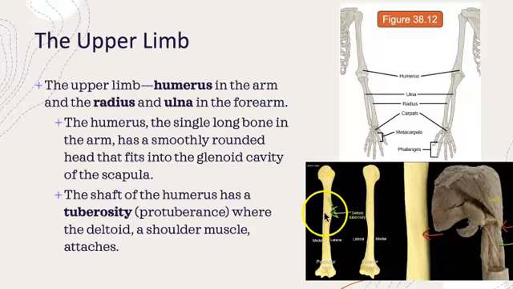The long portion in here is going to be called the shaft of the humerus, and it has a tuberosity. That word tuberosity is a roughened bump, and sometimes it is called a protuberance. But this area has that roughened bump so that the muscle known as the deltoid muscle can insert and attach to the bone there.